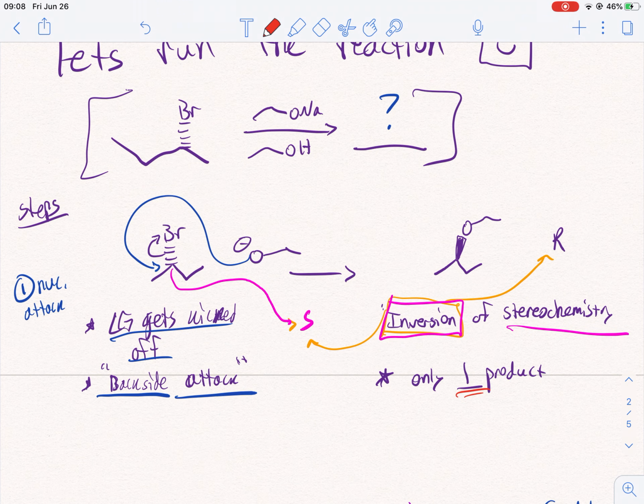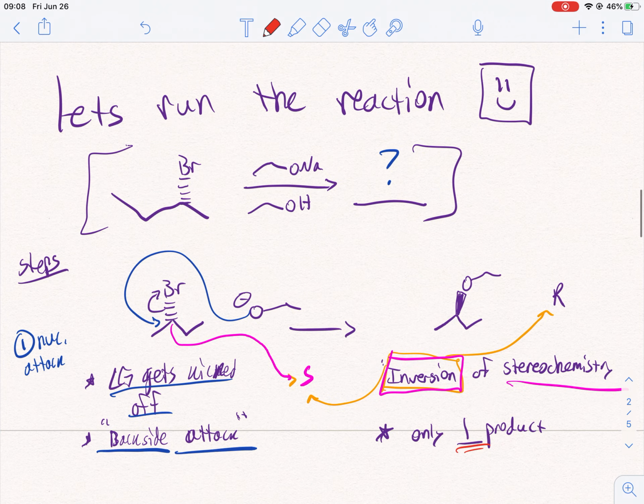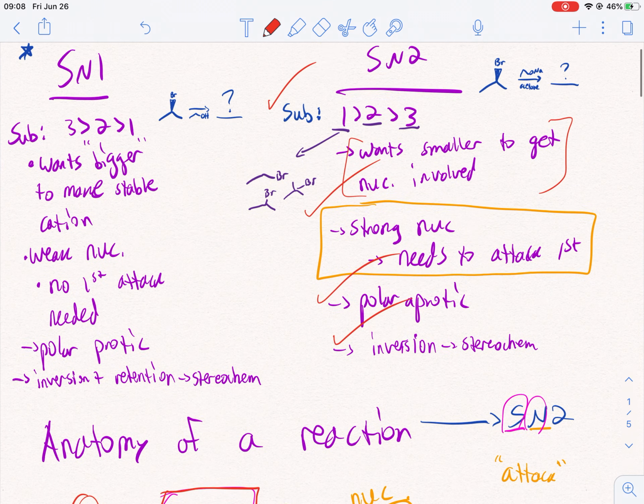So the first step, the nucleophile attacked from the backside, because this is SN2. Kicking off the leaving group. The leaving group was a good leaving group, right? Because it's big. And then that backside attack will invert the stereochemistry, right? And so if you actually do the R/S, it'll flip it. And there's only one product. And that is the anatomy of an SN2 reaction.